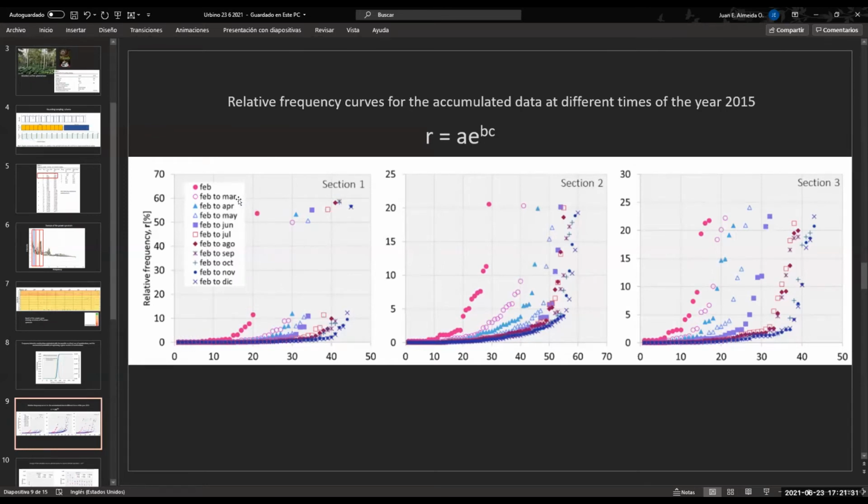And when we start adding more time to the analysis, here only February, then February to March, to April, to May, until February to December, the distribution of the relative frequency maintains the same shape and fits this model we have here.